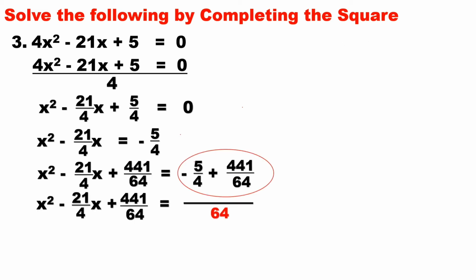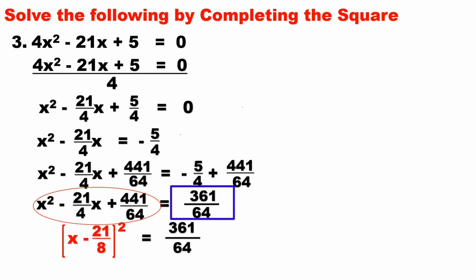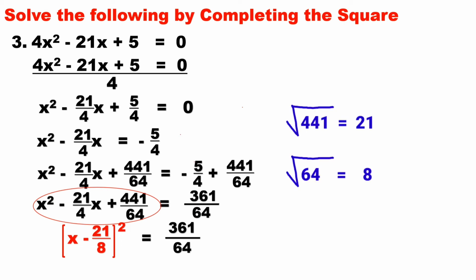Since the right side are two different fractions, we will solve this using 64 as LCD. 64 divided by 4 is 16 times negative 5 equals negative 80. 64 divided by 64 equals 1 times 441 equals 441. Simplify the numerator. Negative 80 plus 441 equals 361 over 64. The left side expression x squared minus 21 over 4x plus 441 over 64 is a perfect square trinomial whose factor is x minus 21 over 8 squared.